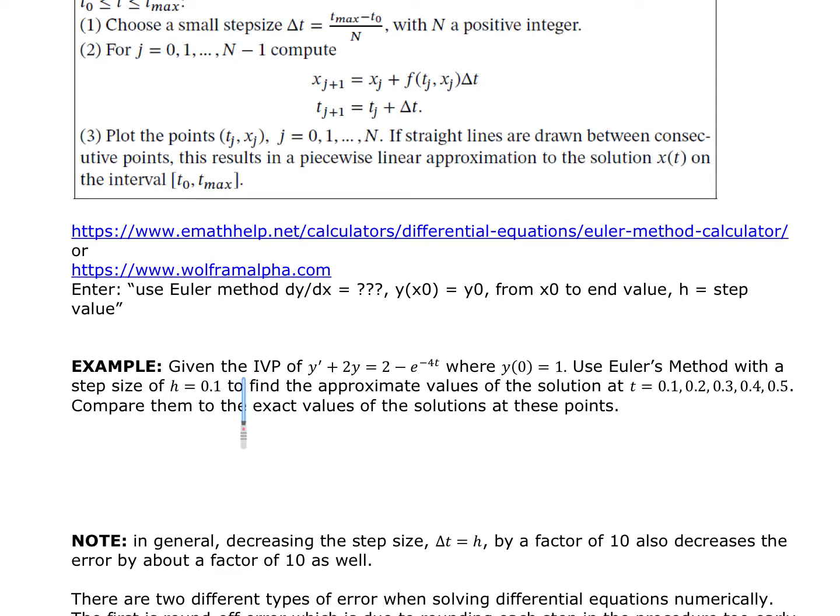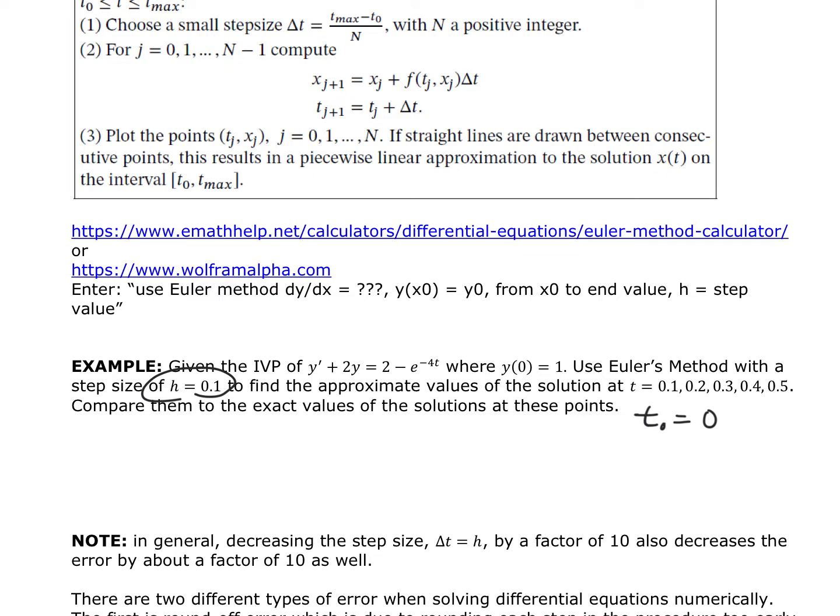to be able to solve this initial value problem, where I've got y prime plus 2y is equal to 2 minus e raised to the negative 4t, where they give me the initial value. They also tell me to use Euler's. They tell me what my h needs to be, and then these are my t's that I'm looking at. Now notice I don't have a t naught. T naught would be, because my h is 0.1, my t naught must be 0, because I have this t sub 1 minus my h, which gives me, in this case, t naught.